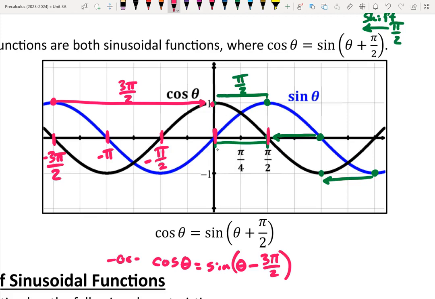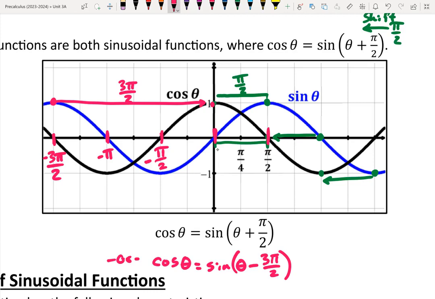I could even do something different. If I continued my wave all the way around to the next maximum, I could take that maximum and shift it all the way to the y-axis. And that would be another shift. So cosine, again, is just a horizontal shift of sine.